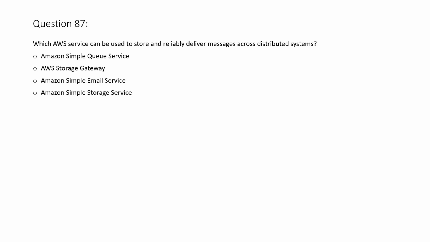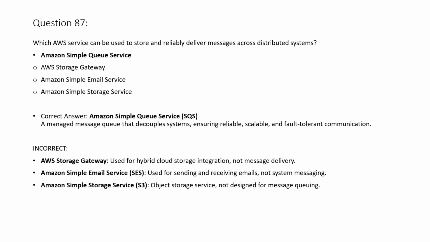Question number 87. Which AWS service can be used to store and reliably deliver messages across distributed systems? Options are Amazon Simple Queue Service, AWS Storage Gateway, Amazon Simple Email Service, Amazon Simple Storage Service. The correct answer is Amazon Simple Queue Service, also called SQS, which is a queuing system for messages.